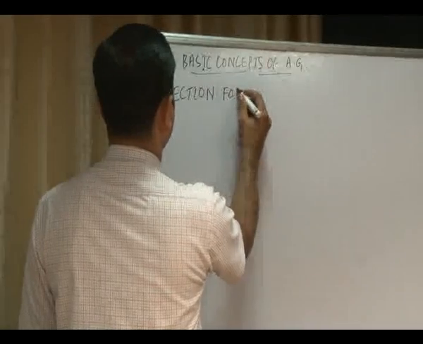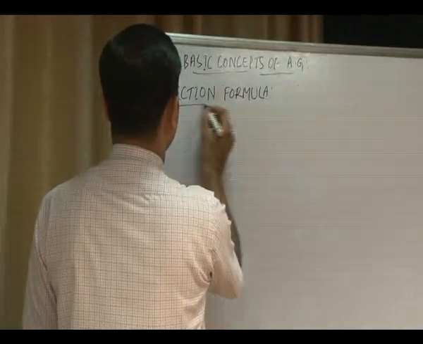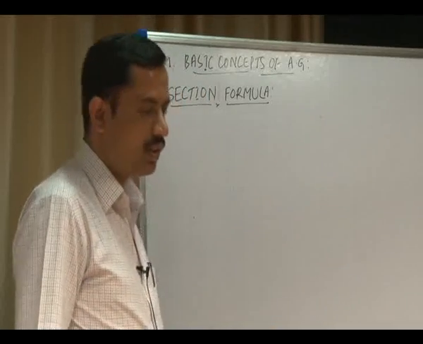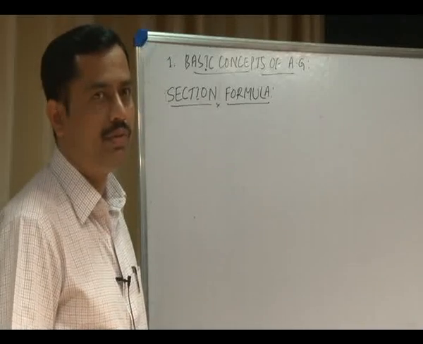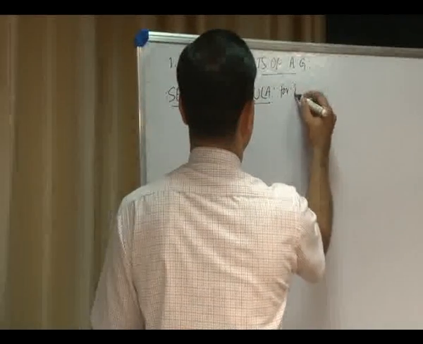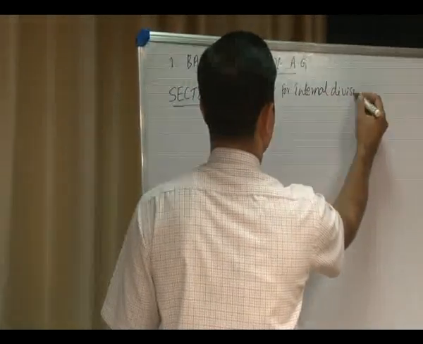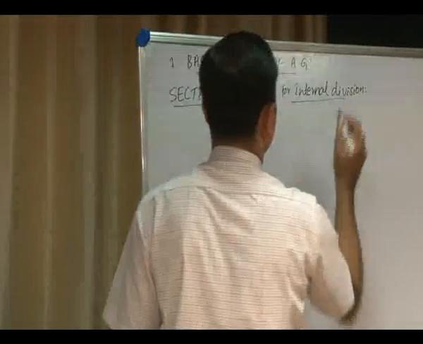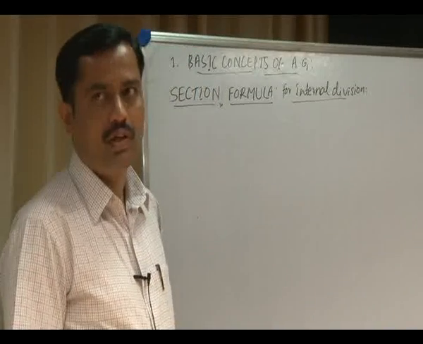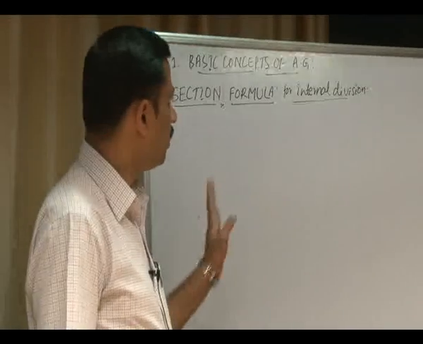Section formula. In the section formula there are two formulas, one for internal division and the other for external division. First I will consider the section formula for internal division. Internal division means, suppose you consider any line, and that line is divided by the point P in the corresponding ratio, say m is to n. Then you can find the coordinates of point P by using the section formula.